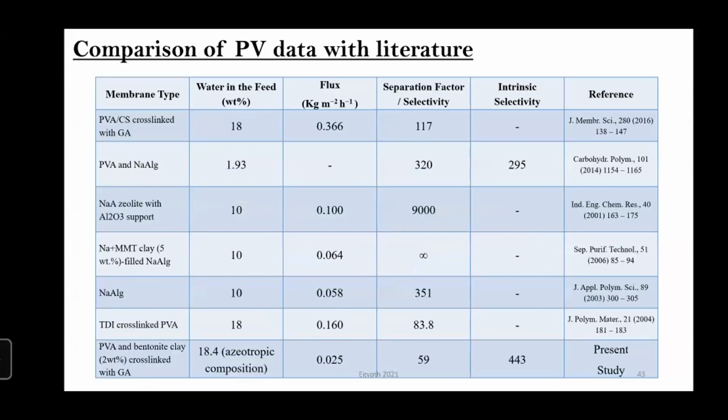These results are also compared with the literature for the 1,4-dioxane water system. This cross-linked PVA nanocomposite membrane shows somewhat higher intrinsic selectivity, separation factor and flux. The main advantage is that there is a simultaneous increment in both separation factor and flux.